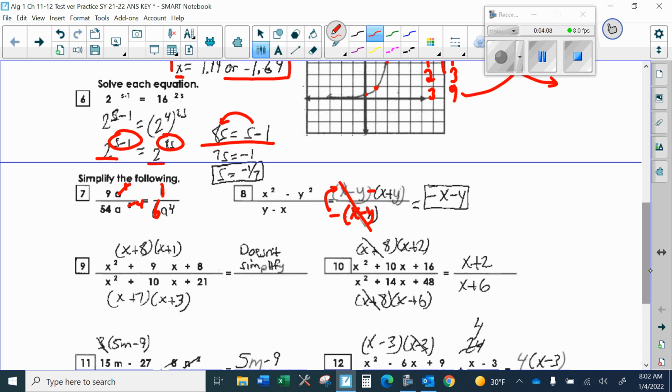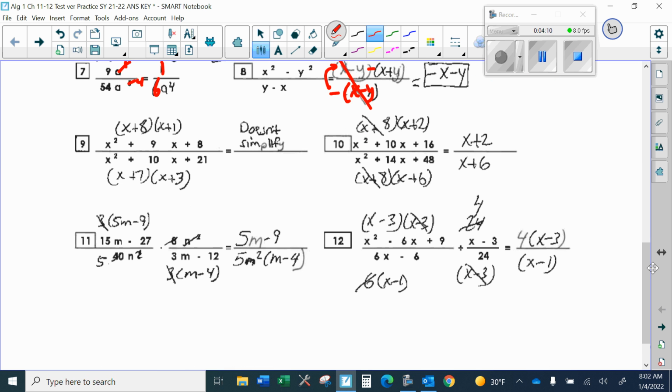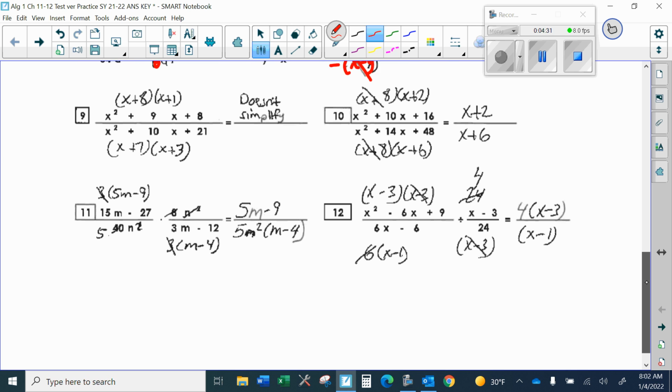Okay. Number 9, I factor both of them, and they have no factors in common, so it doesn't simplify. Just, you know, I do have it set so that one of them will cancel on the test, so it will simplify. Number 10, I factor them again in here. So 9 and 10 are the same type. And here you see the x plus 8's cancel, so you're left with x plus 2 over x plus 6.